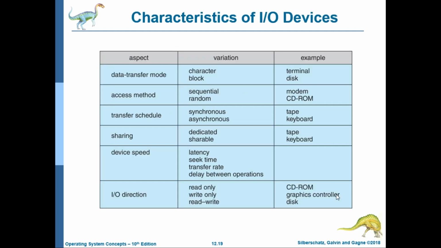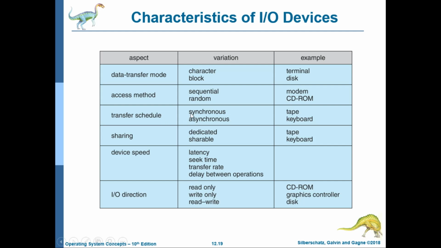Okay, so next we have a table of the characteristics of I/O devices. I've already mentioned it in the previous slide. So again, for data transfer mode, for character, it is a terminal. Terminal is like MS-DOS, so you have to type the commands. And for block, we have disk. For access method, sequential: a modem uses the sequential access method. And for random, for example, we have the CD-ROM.